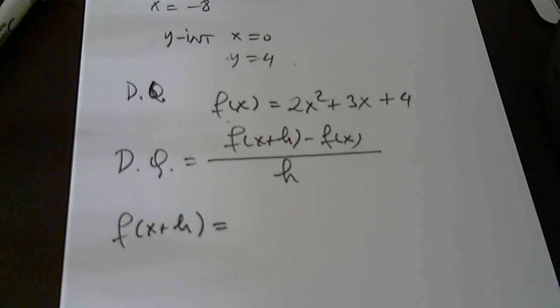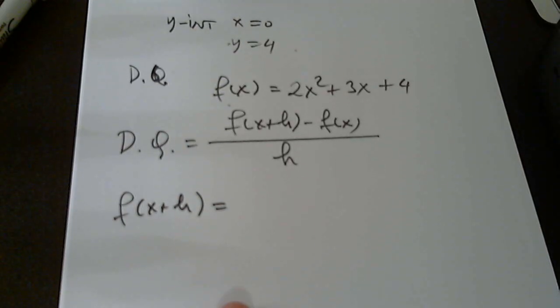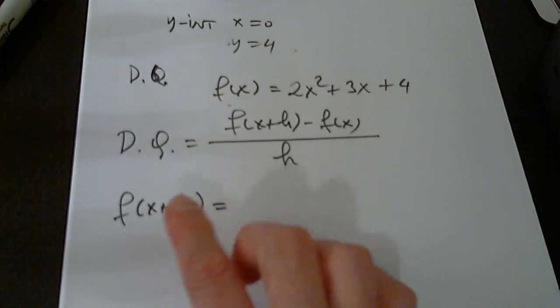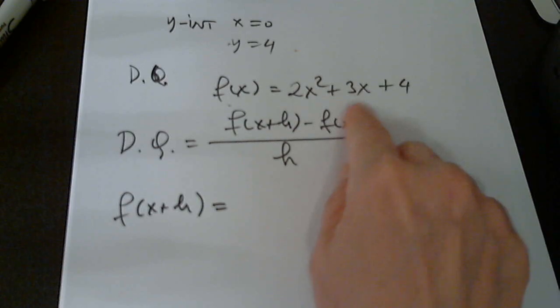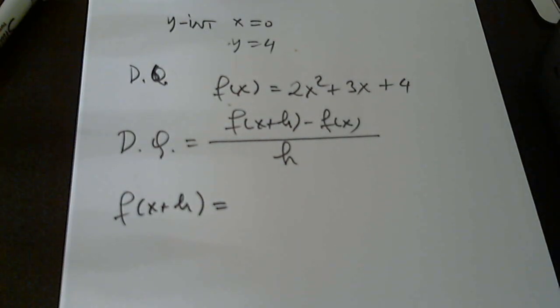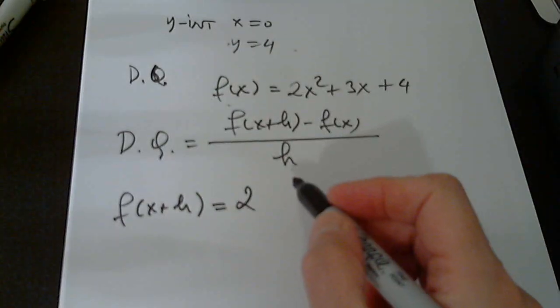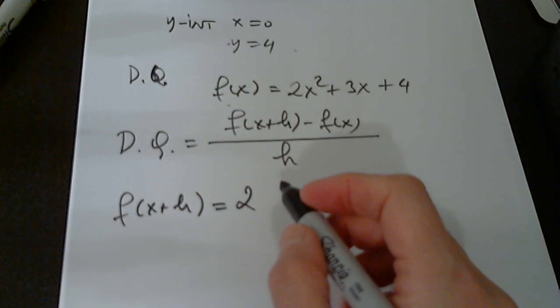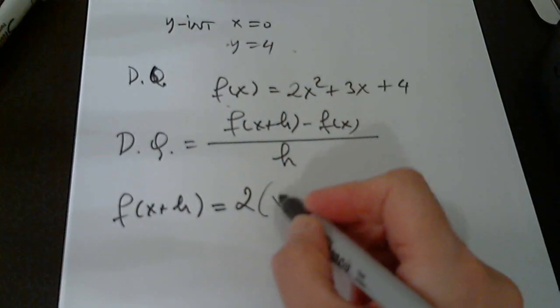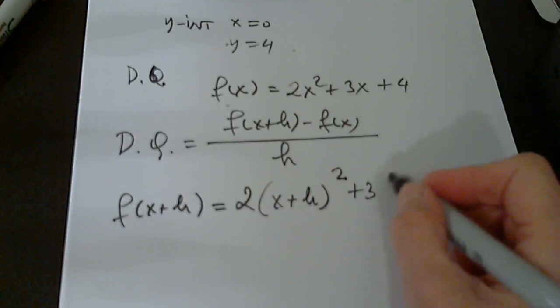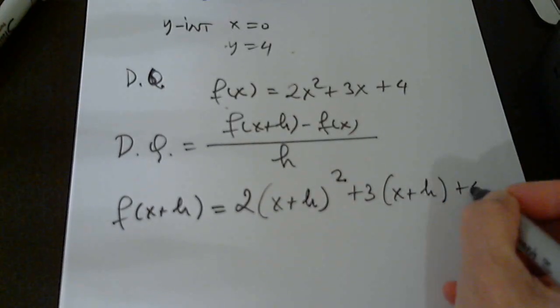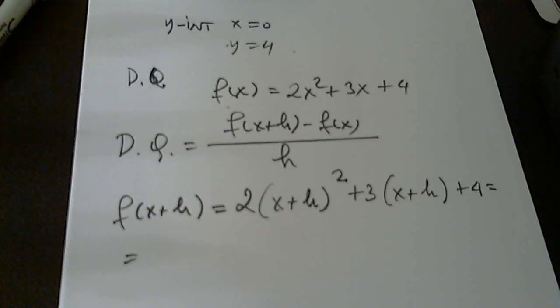So when we do this, we first put x plus h in the function. So would it be 2 times x plus h, squared, and then plus 3 times x plus h, and then plus 4? Okay.